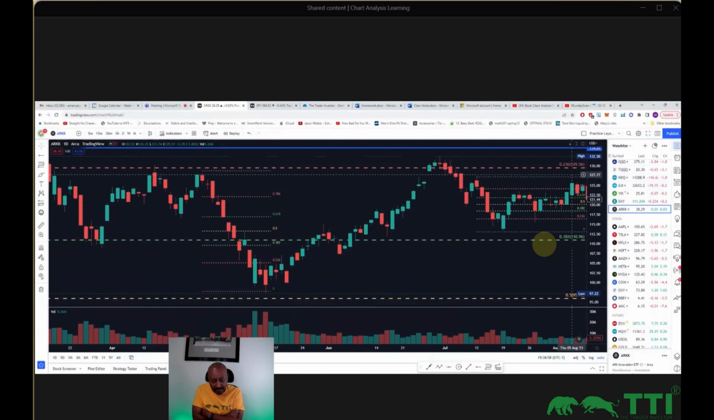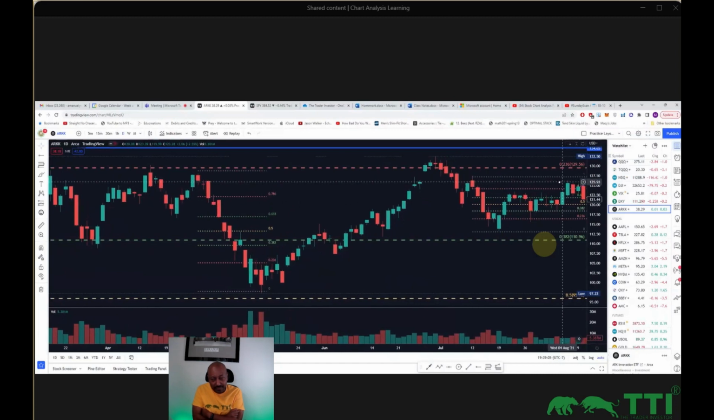This one is to the downside, so you'd have to redraw. According to this, it's telling you be ready to redraw it to the upside. Yep. So you're waiting to see what happens.